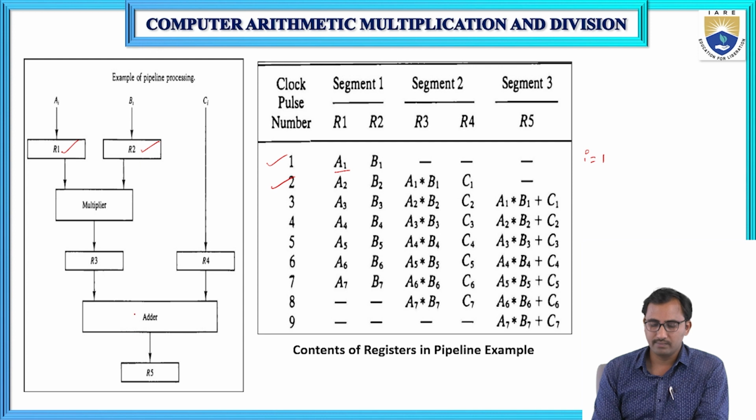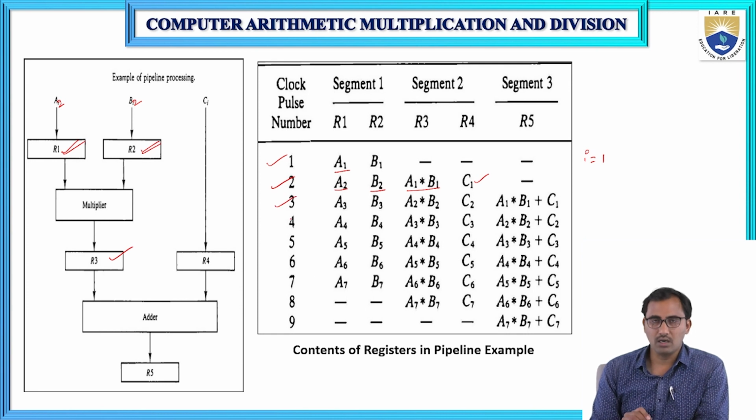During the second clock cycle, A2 will be loaded into R1, B2 will be loaded into R2, and A1 and B1 are multiplied and that will be stored in R3, because when R1 R2 are multiplied, that result will be stored in R3. When the multiplication result is transferred to R3, a new value, that is A2 B2, will be loaded into R1 R2. Okay, and C1 will be loaded into R4.